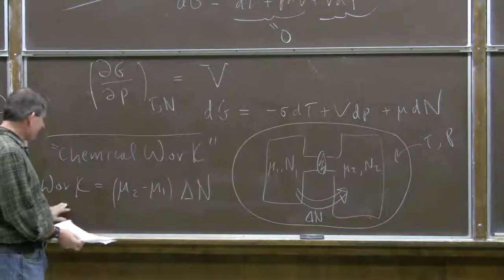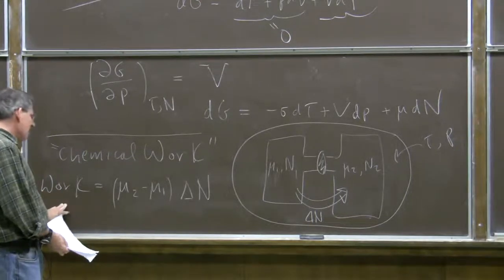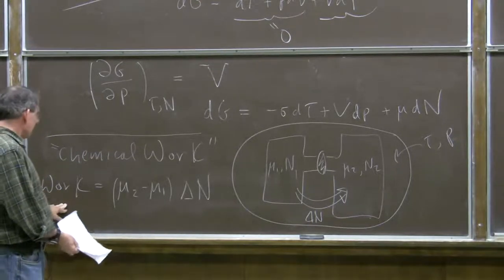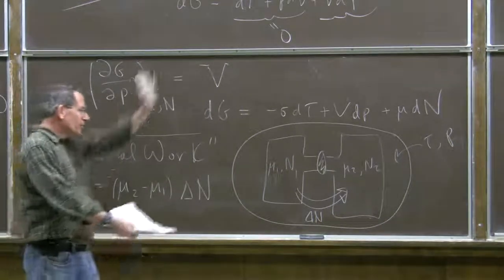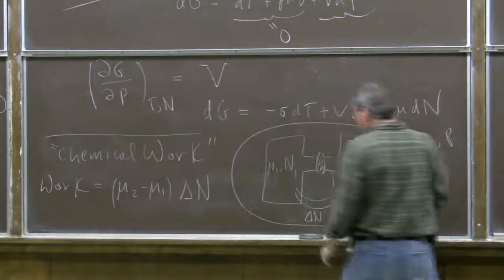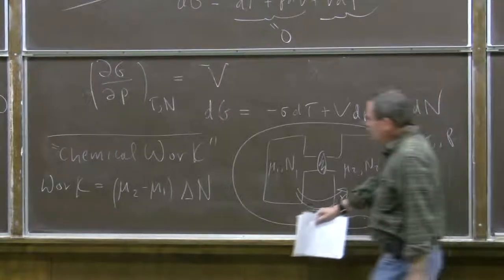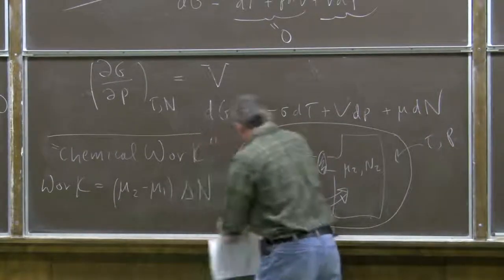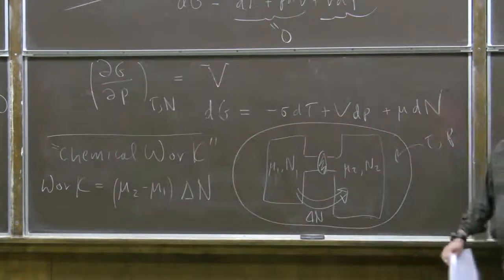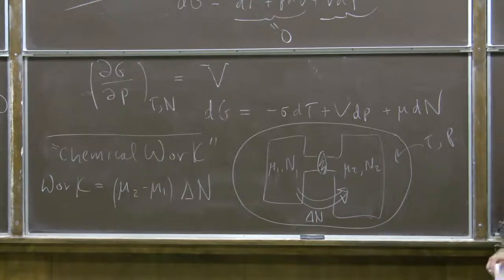I guess this is the work done by the system then. No, it's the work done on the system. Right. We're doing work on the system. We're pushing it uphill. When mu2 is greater than mu1 and particles are flowing from 1 to 2, we're putting the system into a higher energy configuration, and later we can let the particles flow back and convert that energy that we've stored to useful work. Okay?